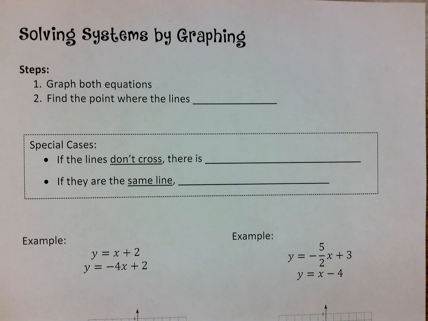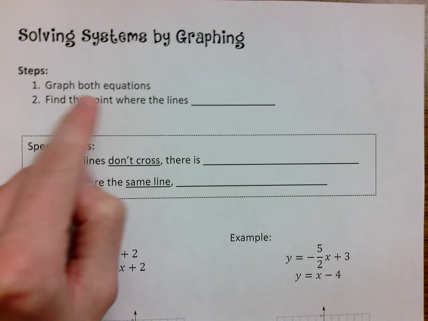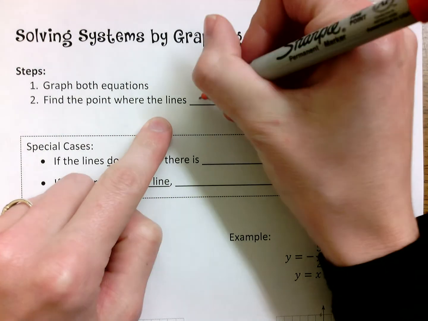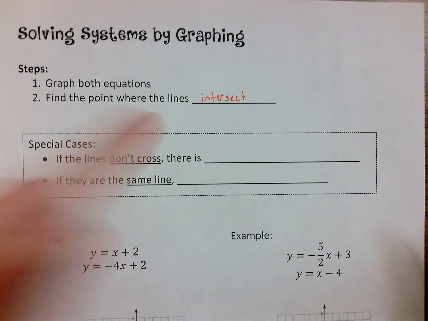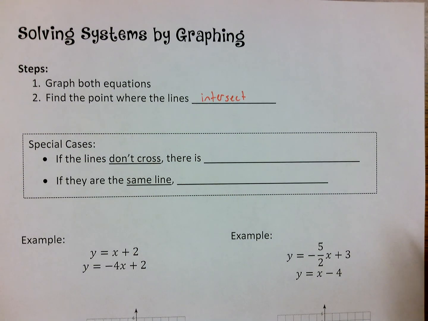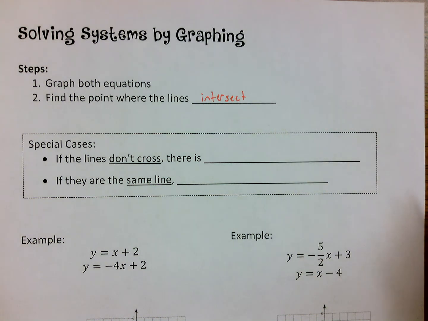So how you do that, step 1 is you graph both equations, which we already know how to do. And then we're going to find the points where the lines intersect or cross each other. Intersect means the same thing as cross. If you're not going to remember that, you might want to add a little note to yourself that means cross.